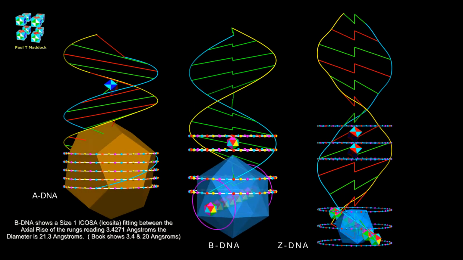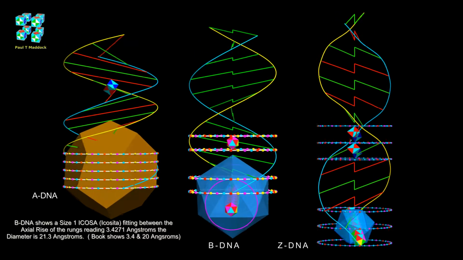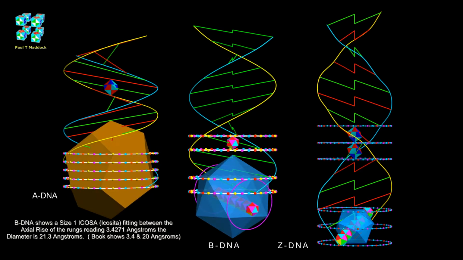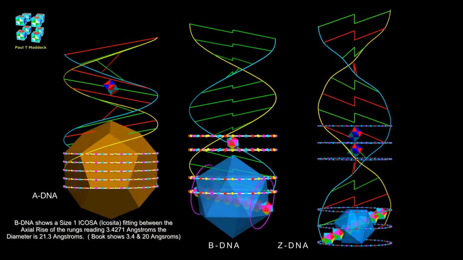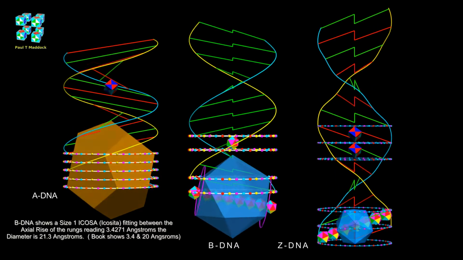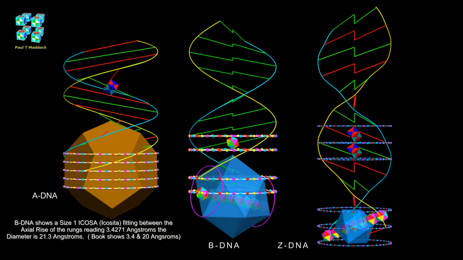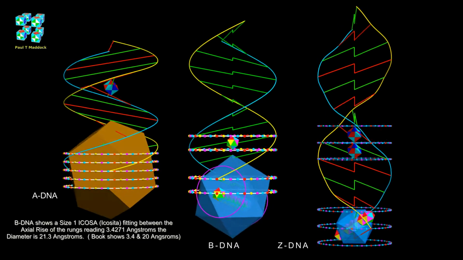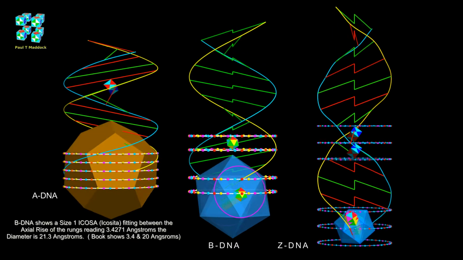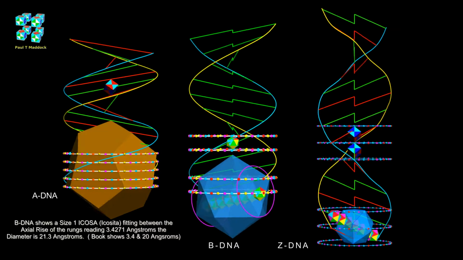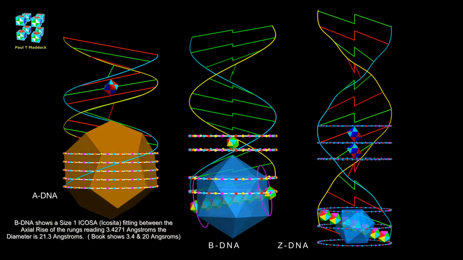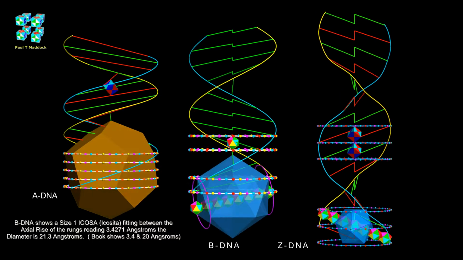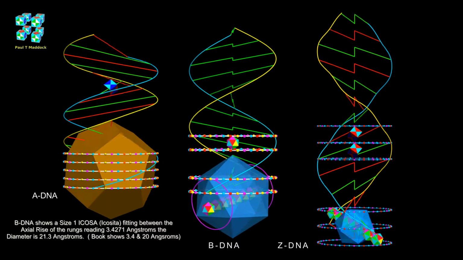Now the book says it's 3.4 Angstroms, so something must be right. Now the book says that the diameter is 20 Angstroms. Now I am showing a diameter of 213. That's the best I can do. And that is going to be 21.3 Angstroms.